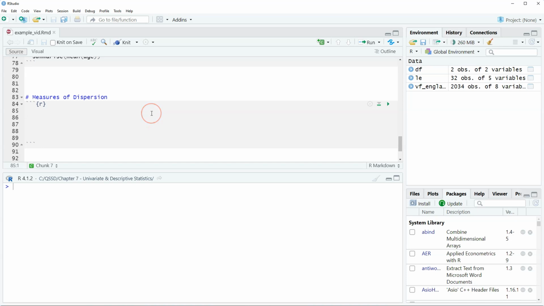In this video, we are going to look at measures of dispersion for variables. In the previous one, we looked at measures of central tendency. This goes hand in hand. This is measures of dispersion.